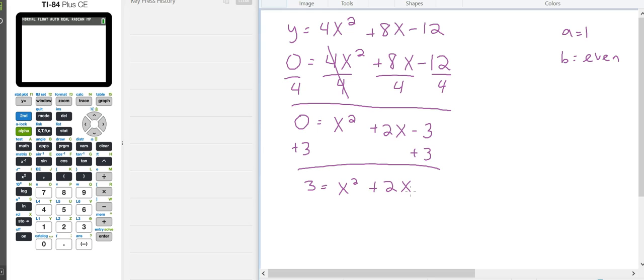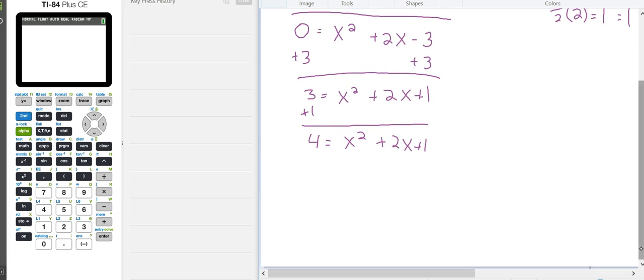To do that, we're going to take 1/2 of b, which in this case is 2. We're going to take 1/2 of b, which is 1, and square that value. 1 squared is just 1. We're going to add that value to the right-hand side of the equation. And since we're adding it to the right-hand side of the equation, we also have to add it to the left-hand side. 3 plus 1 is 4. 4 is equal to x squared plus 2x plus 1.